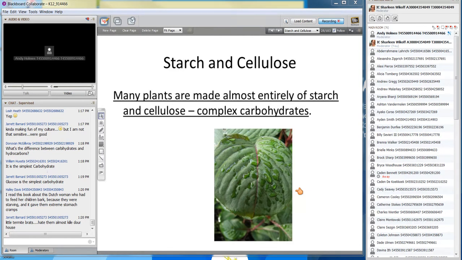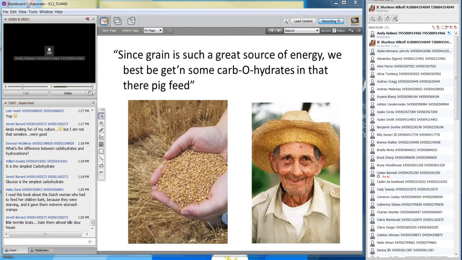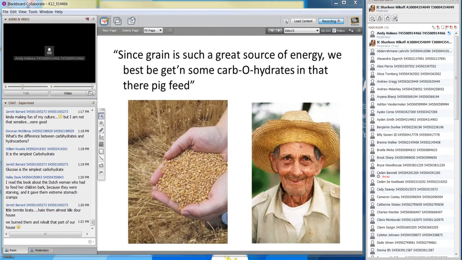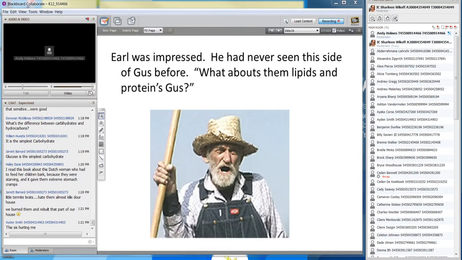Let's see what Gus and Earl have to say about this. Since grain is such a great source of energy, we best be getting some carbohydrates in that there pig feed. All right, that's what Gus had to say about carbohydrates. So in the pig feed, they need to have some grain for the carbohydrates for those pigs.